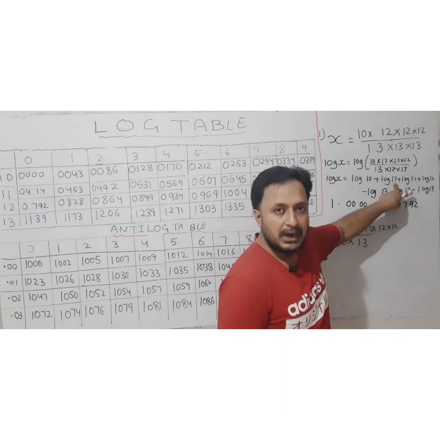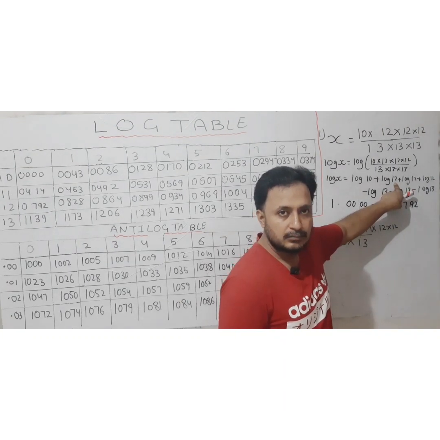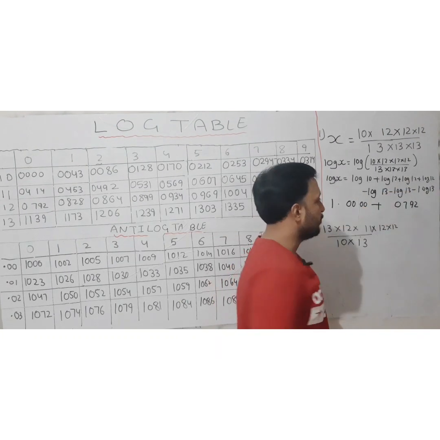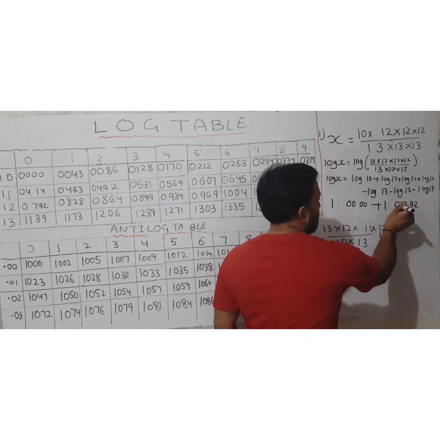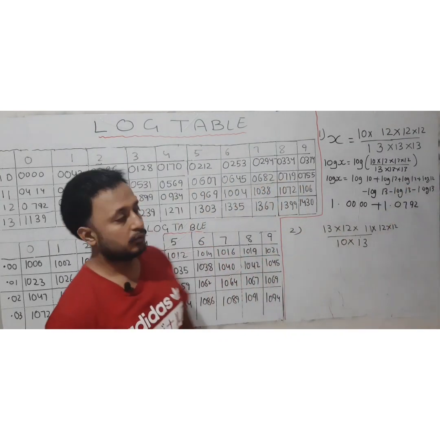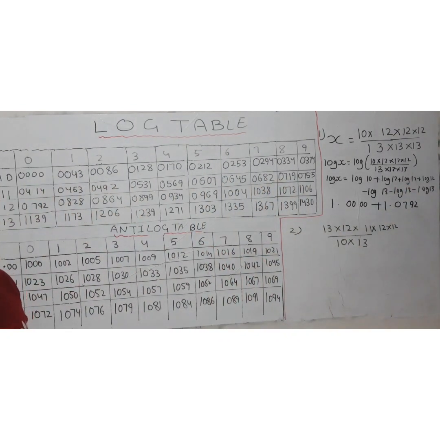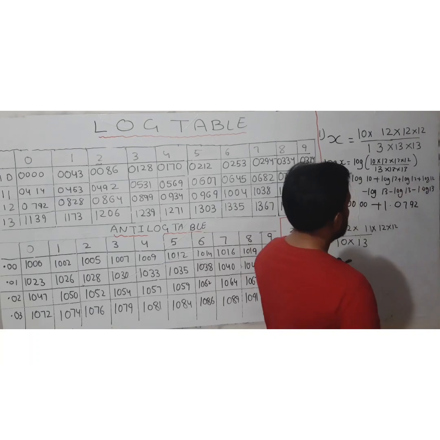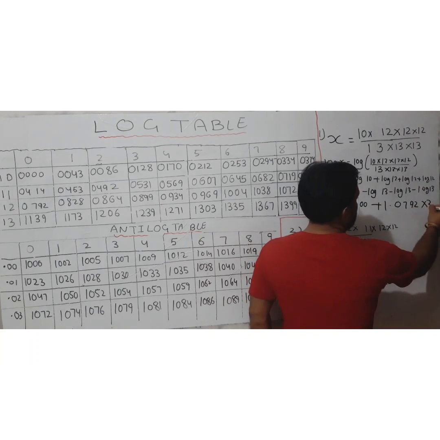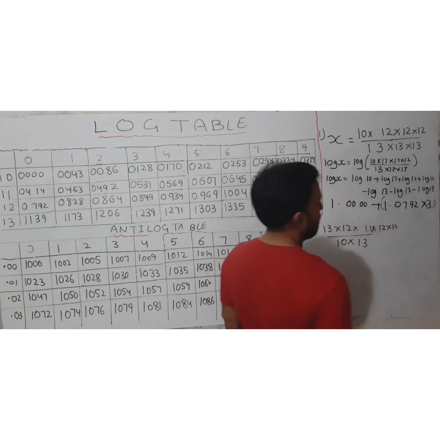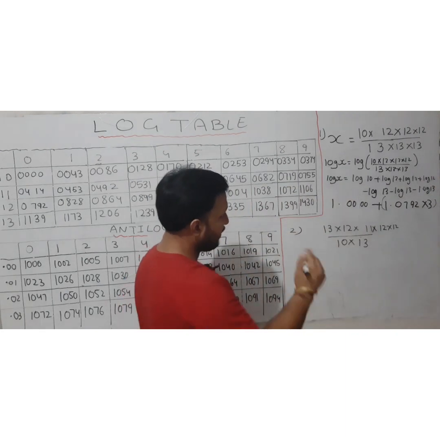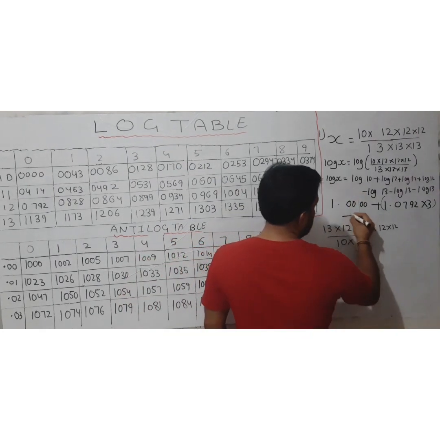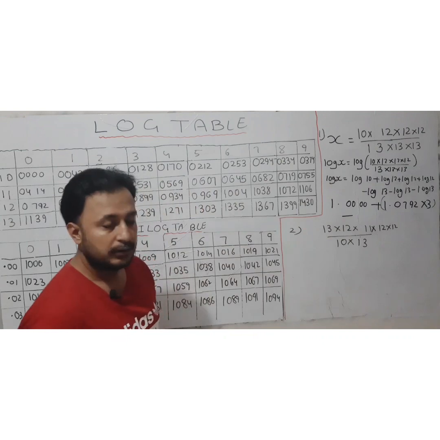After that, how many digits are there? 2. From that 2 you have to subtract 1. That is 2 minus 1, it becomes 1, and when you write 1, after that you put the decimal, so it becomes 1.0792. Understand? It's easy. Now as the other values are also log 12, I am going to multiply all these values by 3 because it's going to be the same. Then it comes to log 13, that is minus log 13.